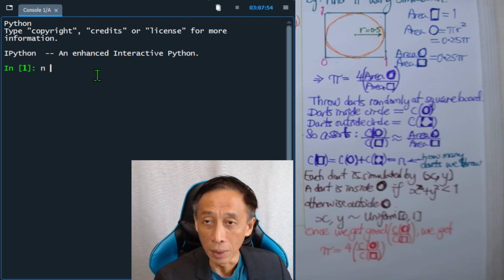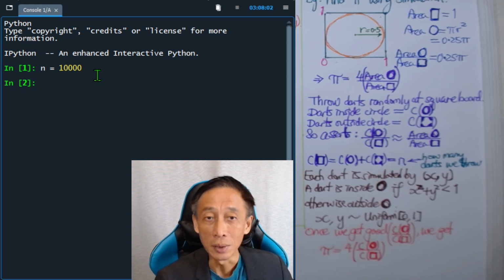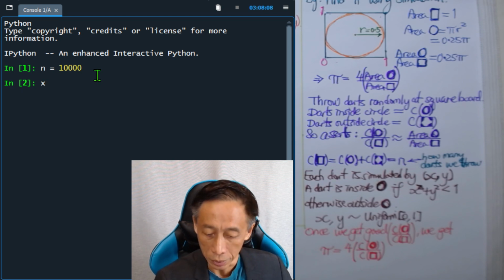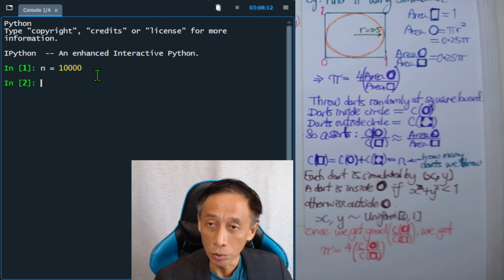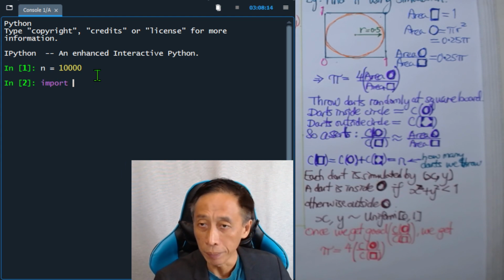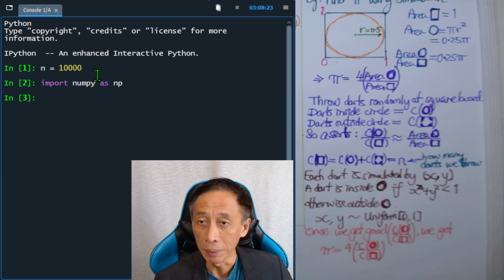First, let's set our n to 10,000 so that the computation will be fast. 10,000 is a very, very small number compared to what is used in various simulations. And we're going to throw the dots. To throw the dots, I'm going to make use of a package called NumPy because it has all the random numbers and is able to handle an array of random numbers rather easily.